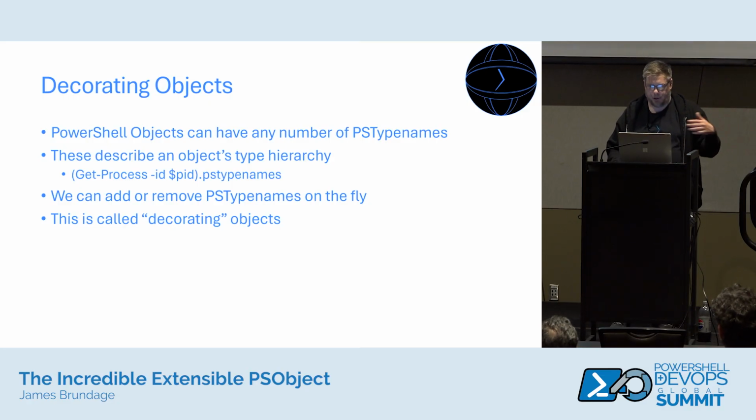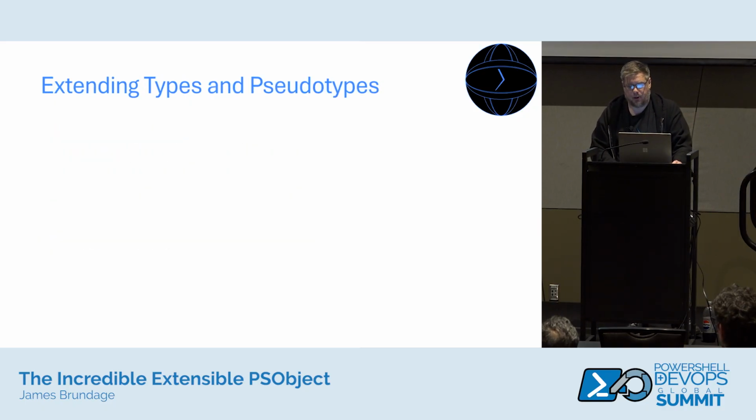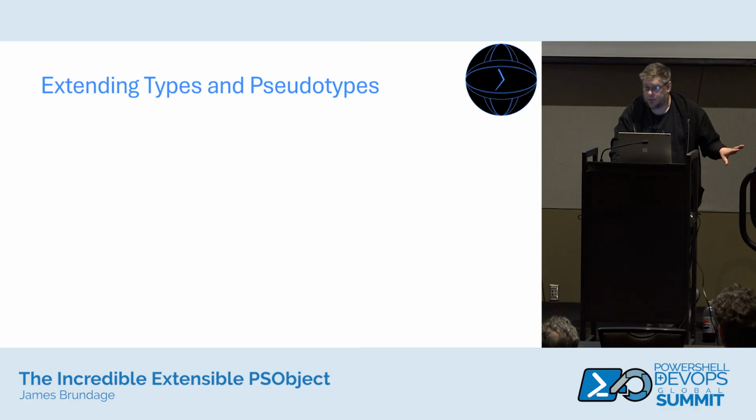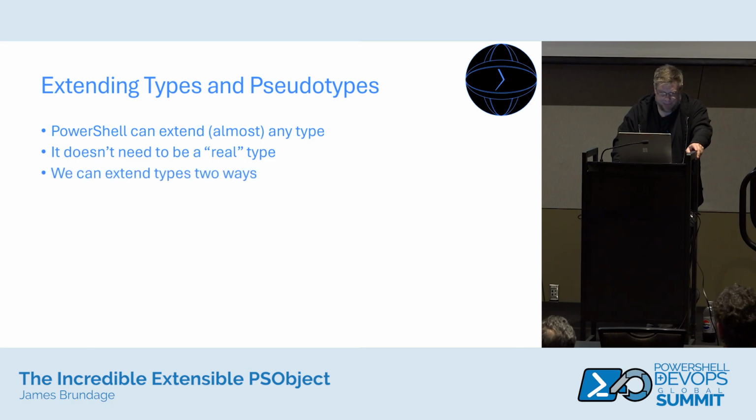You can get this naturally if you're just using real .NET objects. And you can also make any object be any arbitrary type you choose. This lets us extend all objects of a type. So let's talk about extending types and pseudotypes. Add-Member was extending an instance. And PowerShell can extend almost any type. It does not have to be a real type, and we can extend types two ways.